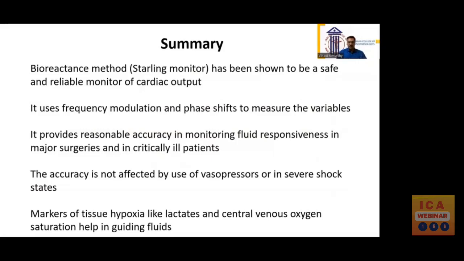We all know that it is not possible to have one absolutely flawless technique to measure the cardiac output or guide us in fluid management in all situations. We also need to take into consideration the other markers of tissue hypoxia like lactates and central venous oxygen saturation, which serve as important tools in guiding fluid management.